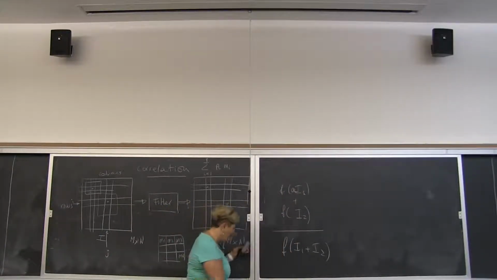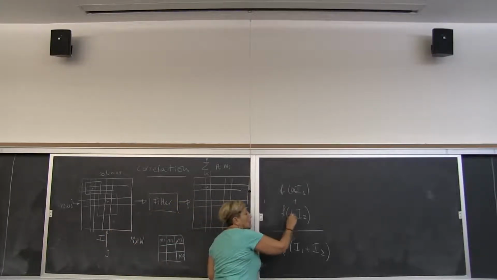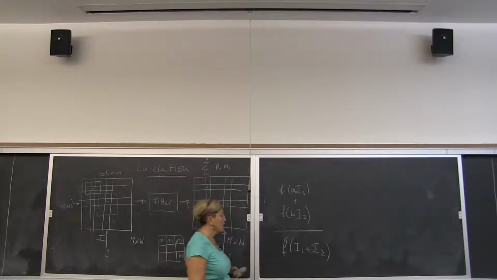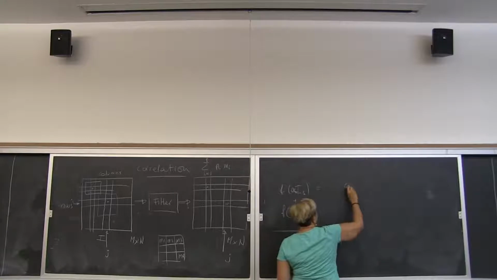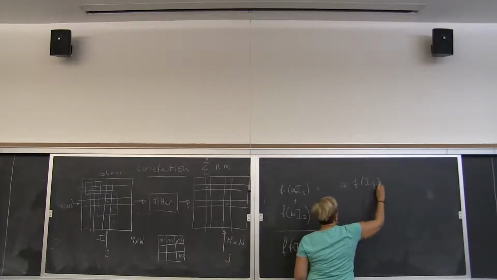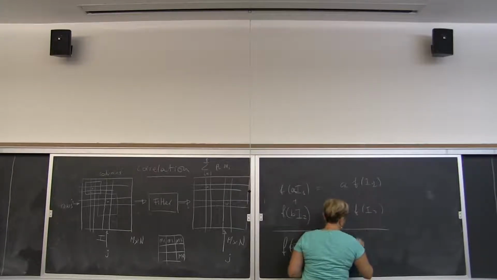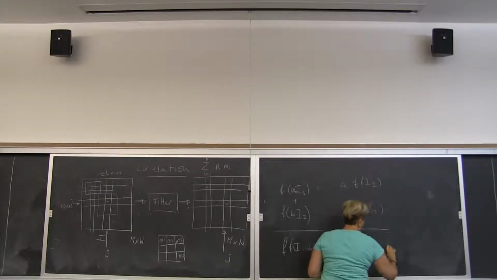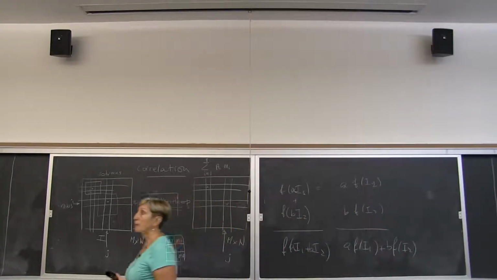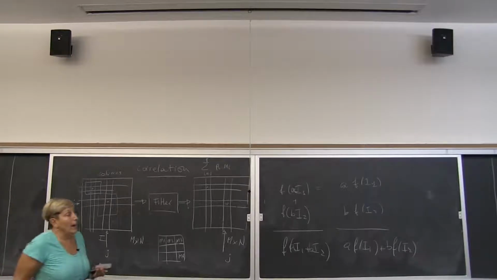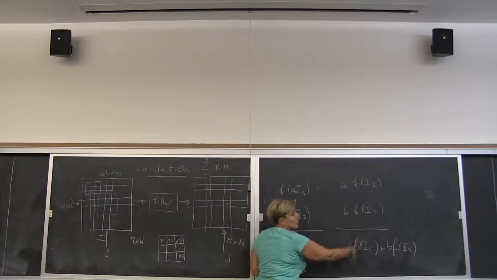So if I multiply every pixel of my first image by a scalar A, and every pixel of the second image by a scalar B, the result is A f of image 1 plus B f of image 2. Okay? And depending on what I'm doing, I might prefer to do this and then add, or I might first add and then do it.